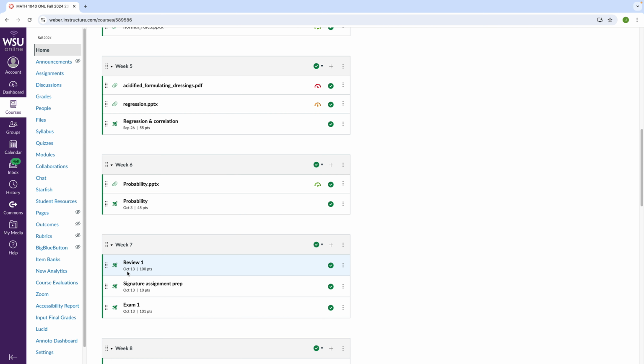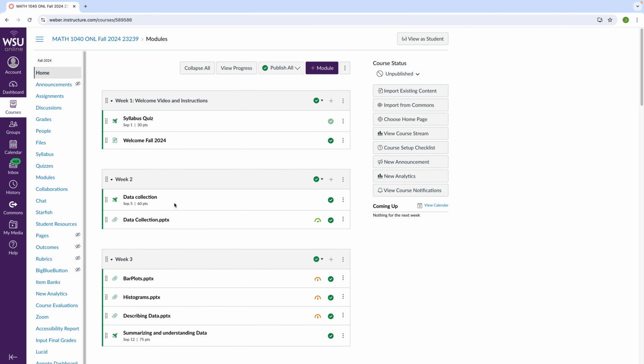You can take this review as many times as you want, and your highest score will be recorded. For your exam, you're allowed one attempt, and that score is recorded. So you go week by week, and what's expected of you is in each module. Okay. I'm going to switch to student view so that we can go through and see what this looks like.